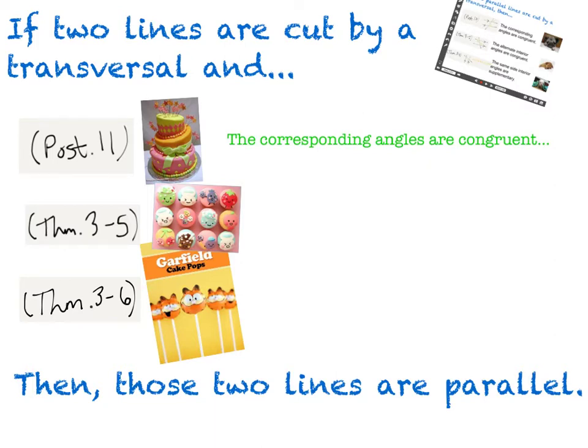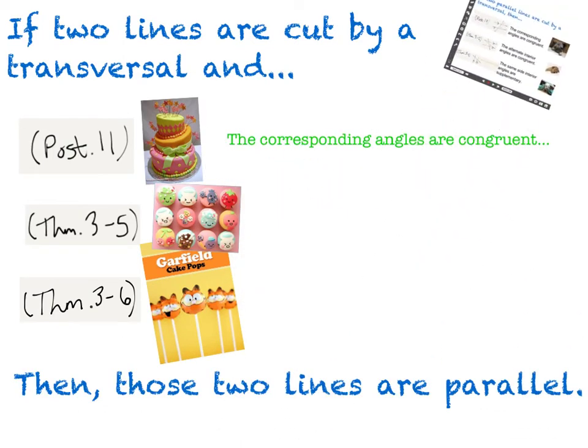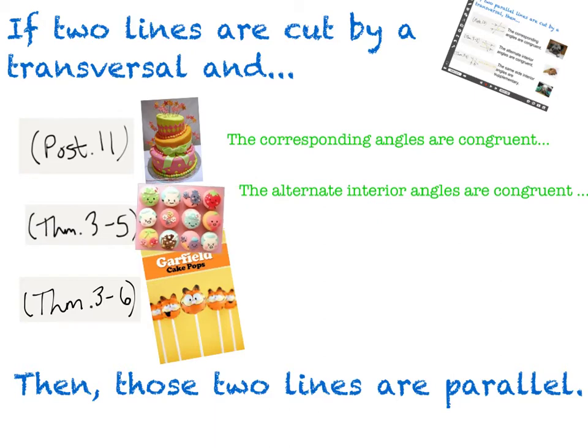Here's our second one. Our second one talks about alternate interior angles. All right. If two lines are cut by a transversal and the alternate interior angles are congruent, well, then those lines must be parallel then too. There it is. Let me move my cakes over a little.